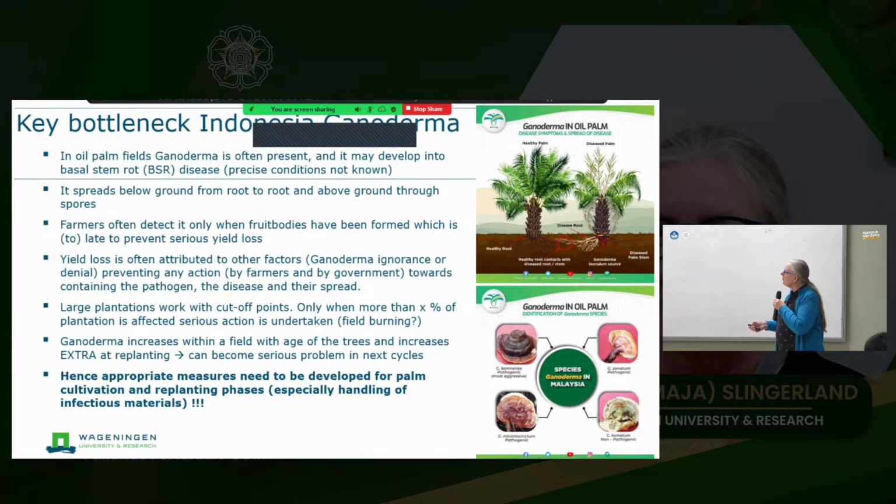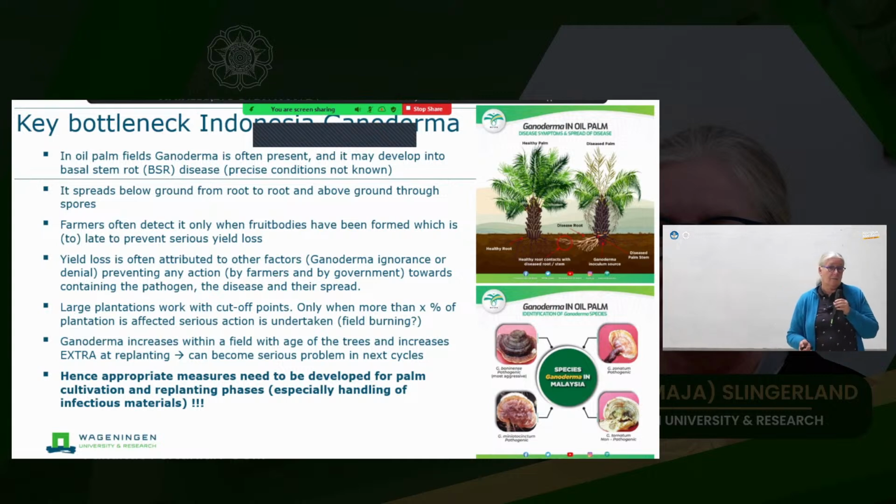Also, when farmers notice yield loss, they do not always attribute it to the disease. They think my tree is old or I forgot to put fertilizer. They don't necessarily say, oh, it is because of the disease. And that means they also take no action. And if they take no action, the disease will spread and spread and spread.